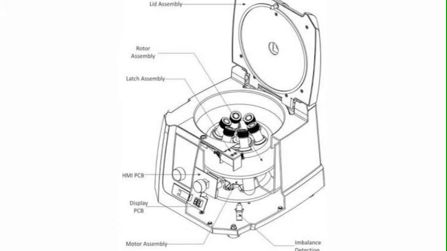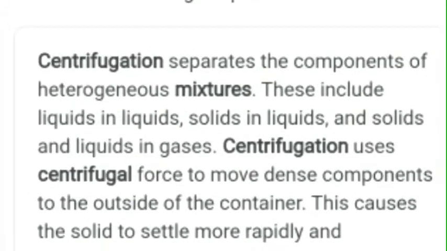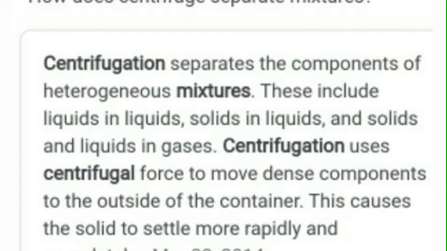Centrifugation uses centrifugal force to move the dense component to the outside of the container. This causes the solid to settle more rapidly and completely. If we mix solid and liquid together and then want to obtain the solid and liquid separately, we have to use the centrifugal machine. The solid easily settles at the bottom of the tube and the liquid is upward in the tube.